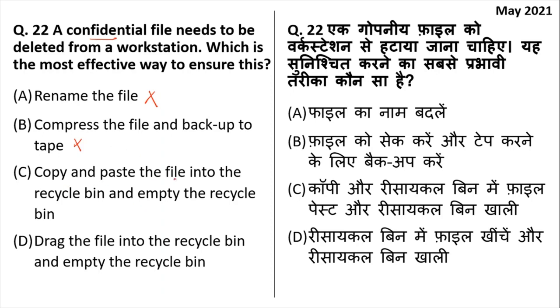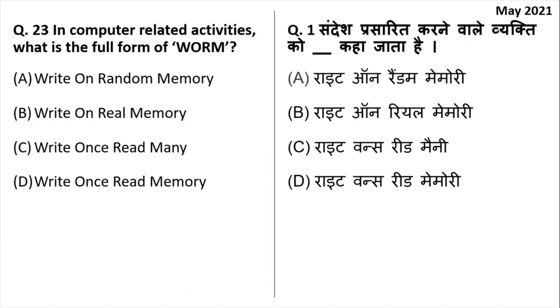Copy and paste the file into the recycle bin and empty the recycle bin. So if you copy and paste it, there will be an original file already present even if you empty the recycle bin. But if you drag the file into the recycle bin and then delete it, then the file will be deleted permanently. So D is the most effective way, or the best way, to delete a confidential file.